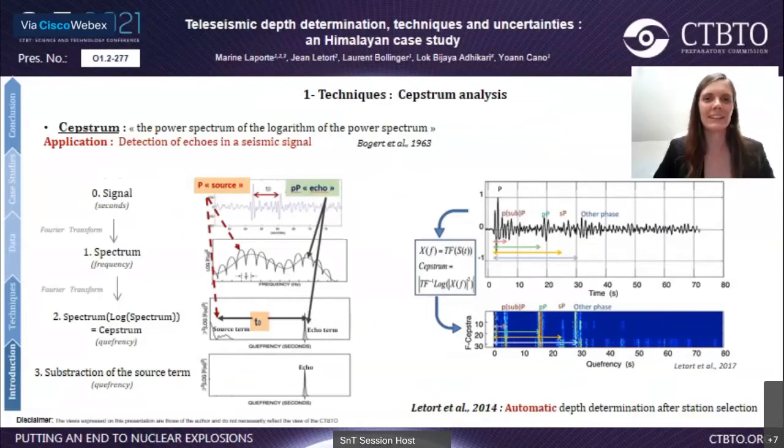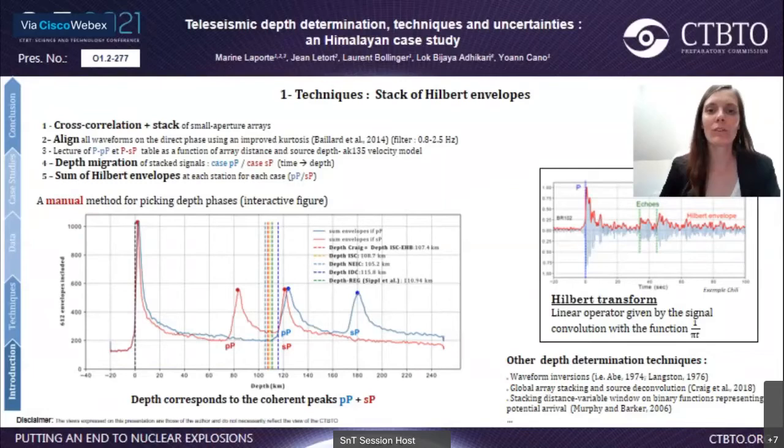Among those techniques, cepstrum analysis was discovered in the 60s as a useful tool for echo detection. It consists of retrieving the primary and secondary modulations in a seismic signal by taking the Fourier transform twice. First, in order to get the signal spectrum. Secondly, on the logarithm of the spectrum for mathematical comfort, to get the cepstrum. Thus, it is possible to retrieve the source term corresponding to the direct wave with a simple subtraction. An automatic method of cepstrum analysis was introduced by Jean Letor in 2014. I will confront this automatic method with a manual method I've been currently developing.